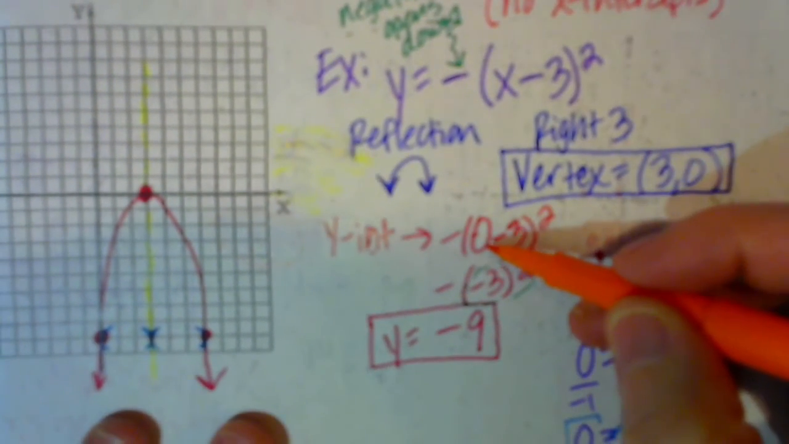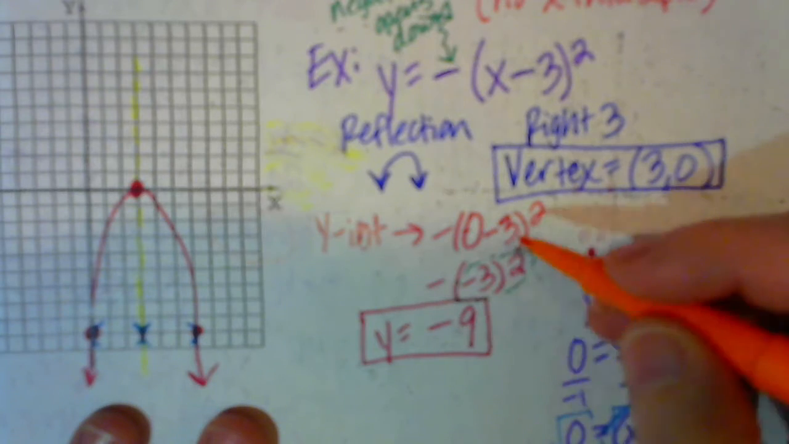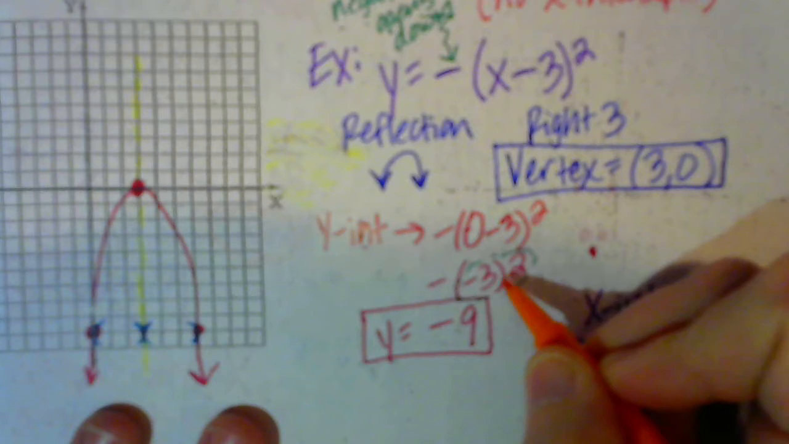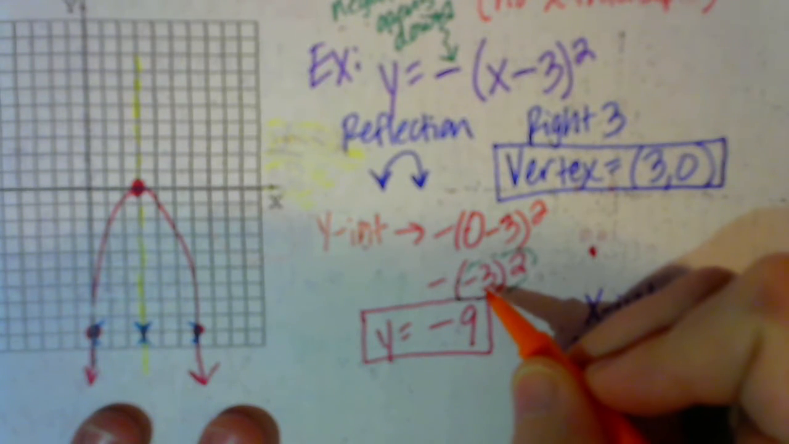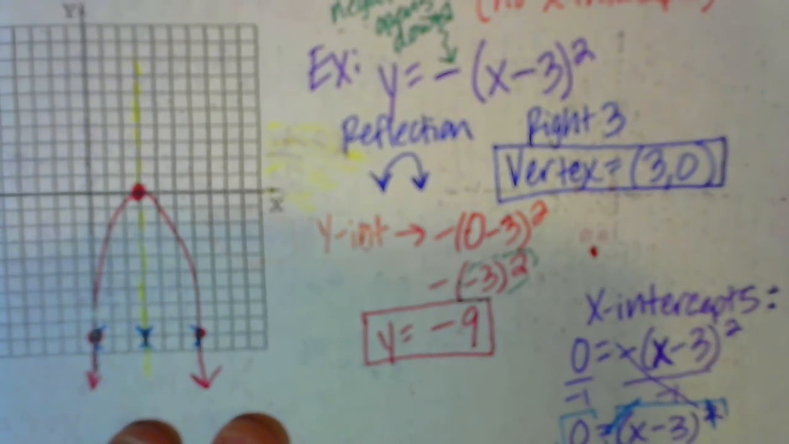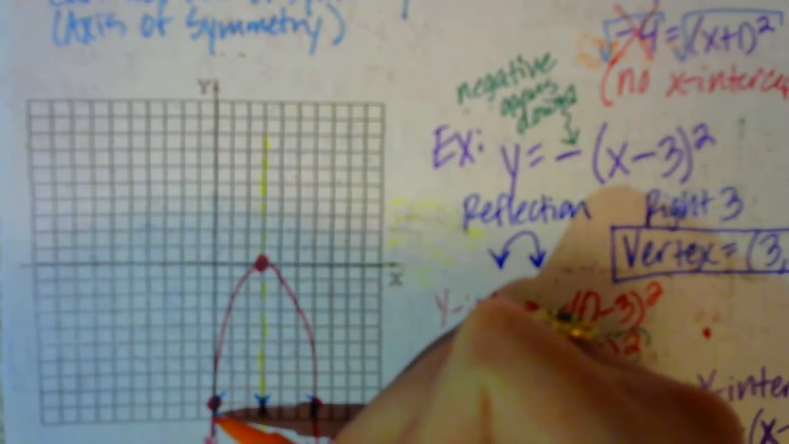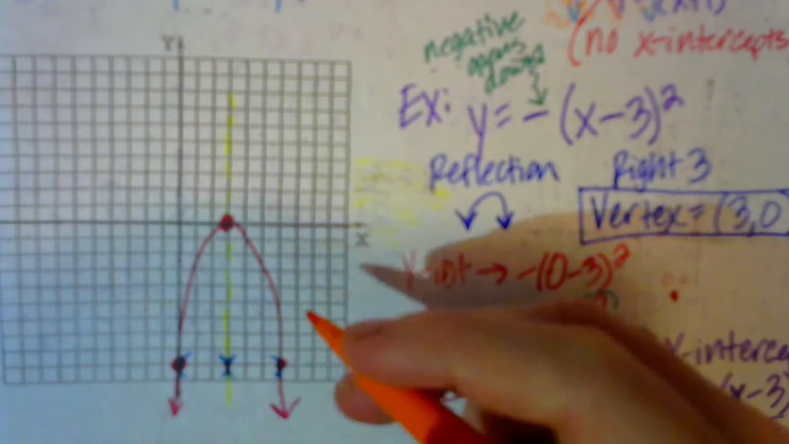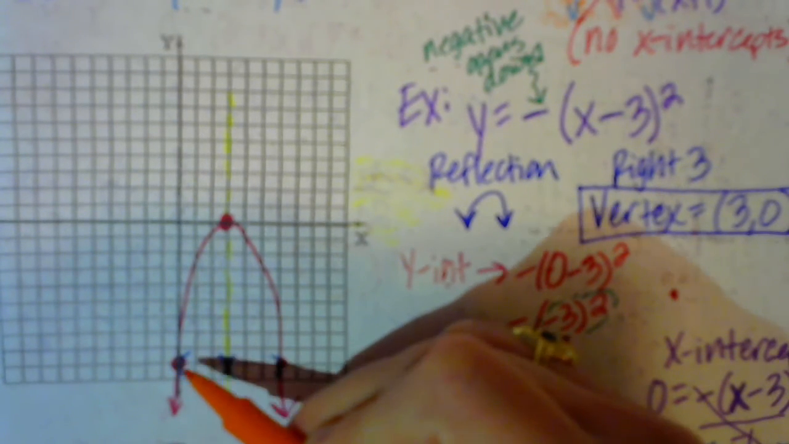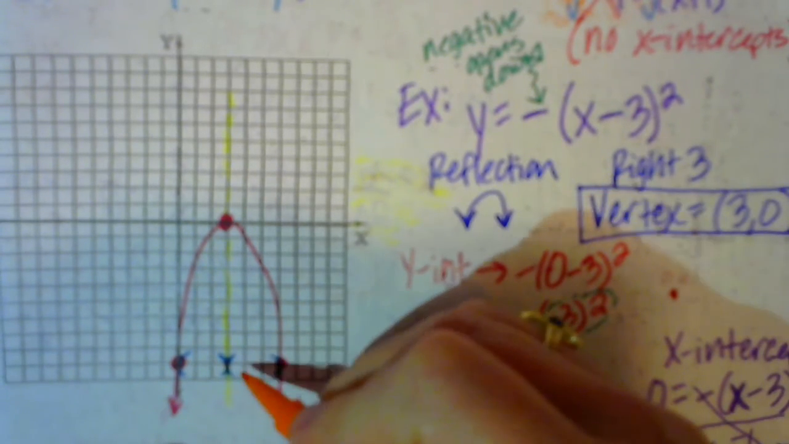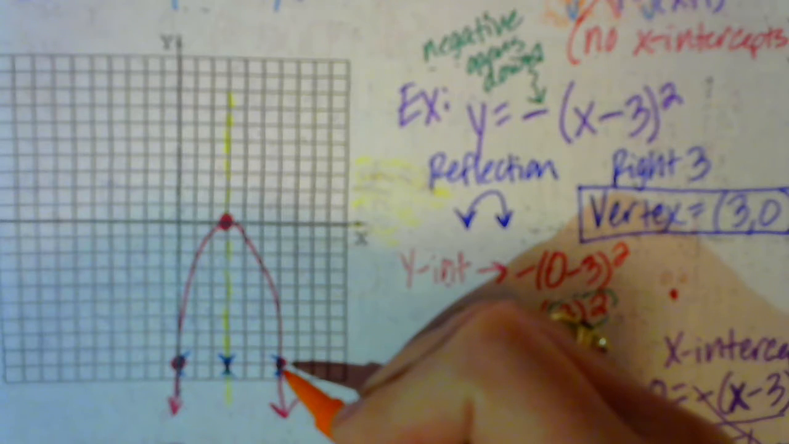I plug in 0 to get my y-intercept. Be careful here, because this is negative 3 squared, which is a positive 9, and negative 1 times that. So it's actually negative 9. So I have my vertex, I have negative 9. I can use symmetry to get my third point. So if negative 9 is 1, 2, 3 units away from this AOS, then I know I go 3 units on the other side.